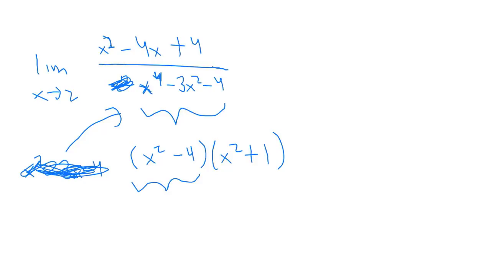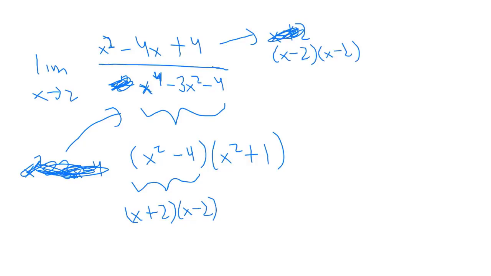And then notice how this is a difference of perfect squares, so you could factor this even further to x plus 2 and x minus 2. Then we also factor the top to get x minus 2 times x minus 2. And then, as usual, we would see which ones cancel. So we write this out in a limit. Yeah, Akshan, you're right, that would be negative 24.